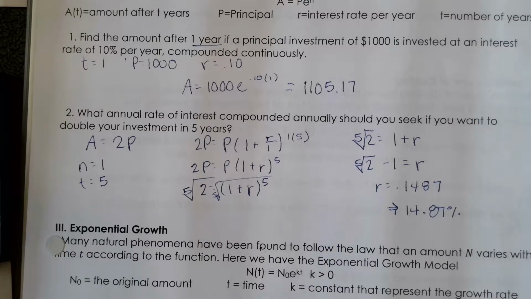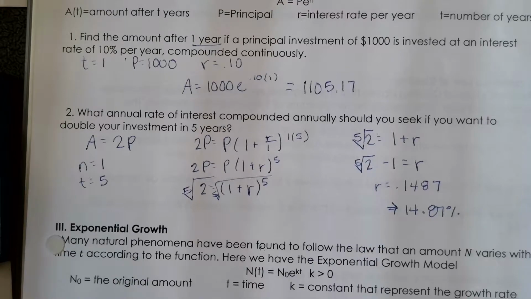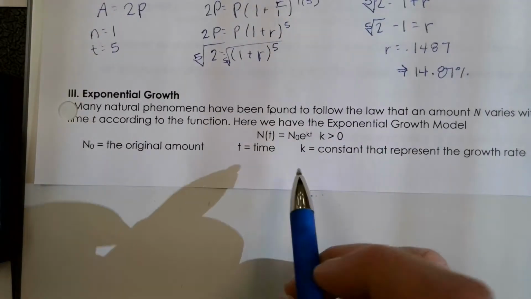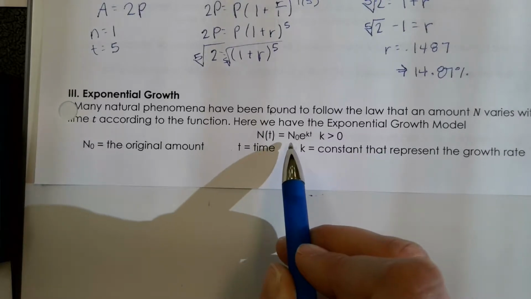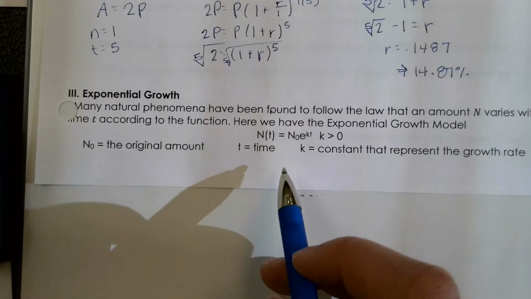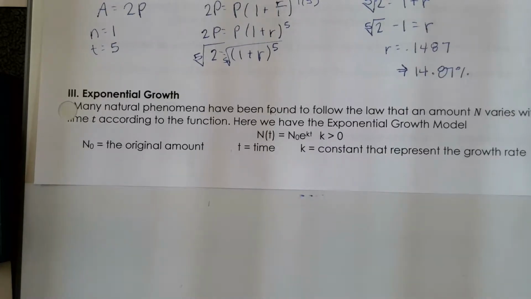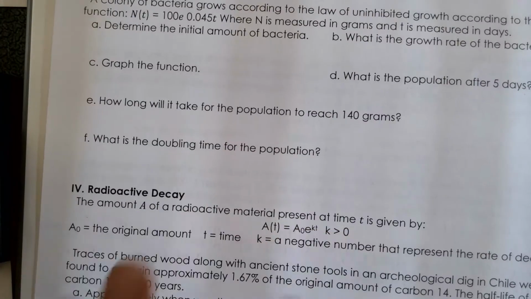So at the bottom there is just talking about exponential growth. So there's your formula for it. This n sub 0, some people call that n naught. I think that's what they say in physics. So that is your original amount, whatever you start with. You've still got e to the kt, and k is just your constant that represents your growth rate, and t is still time. So that's that formula, and we're going to go ahead and apply that back here.